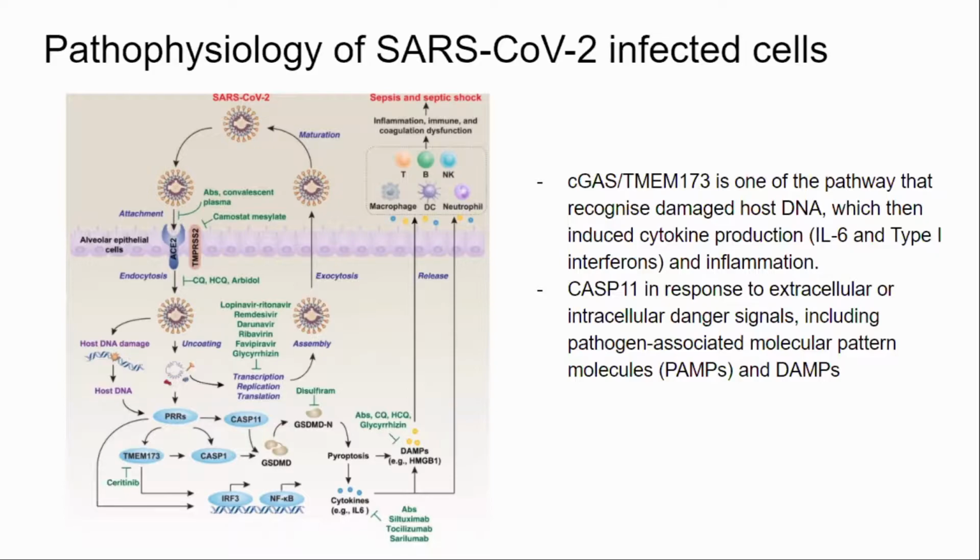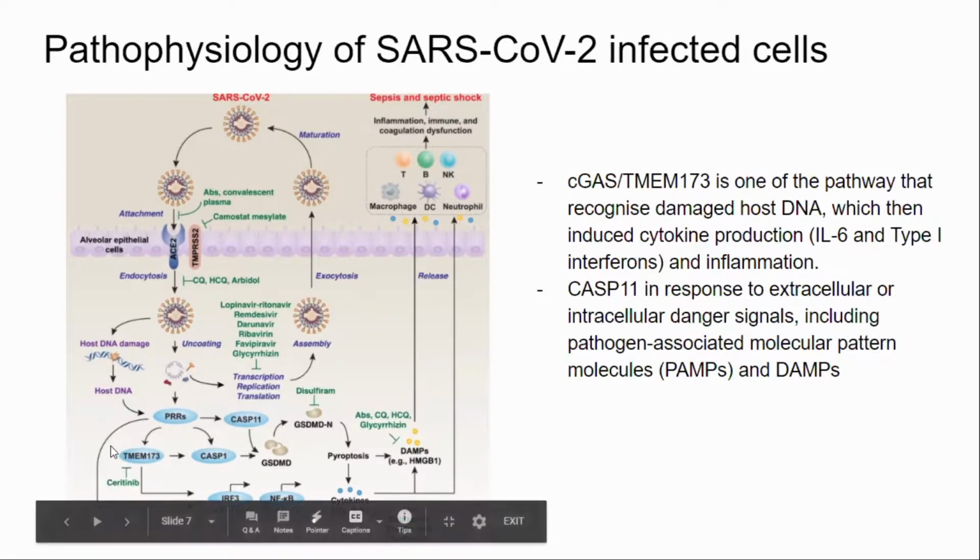And the viral RNA is detected and recognized by the PRR, and then they stimulate TMEM173 to induce the cytokine production, which are IL-6 and type 1 interferon, including interferon alpha and beta.